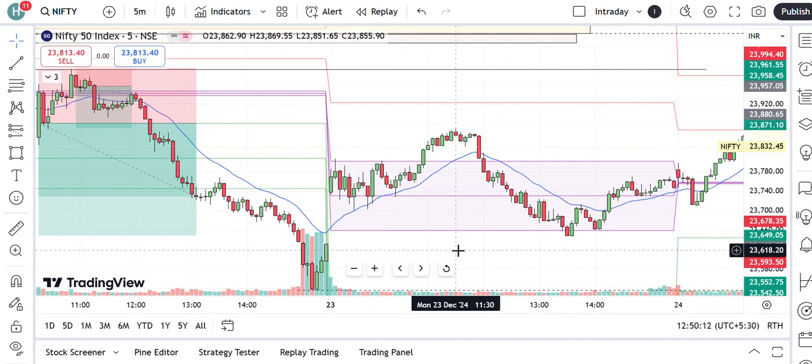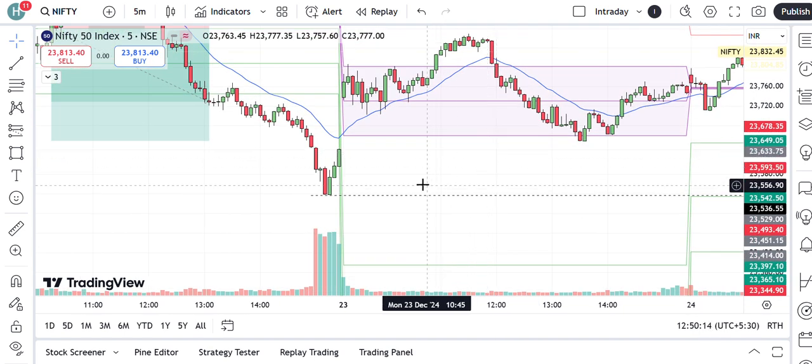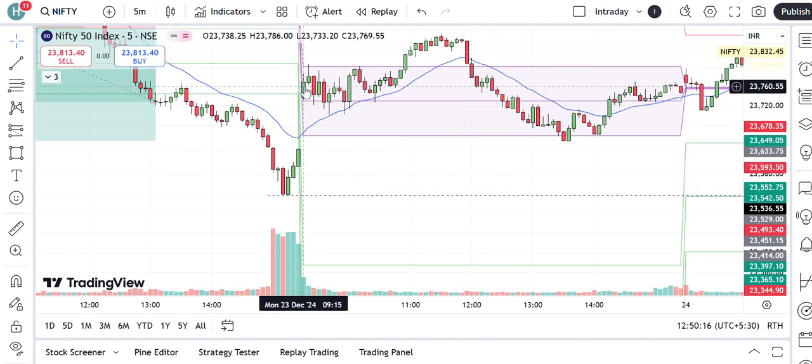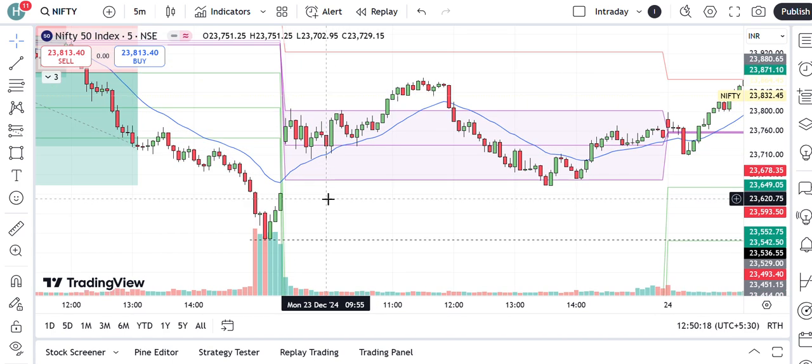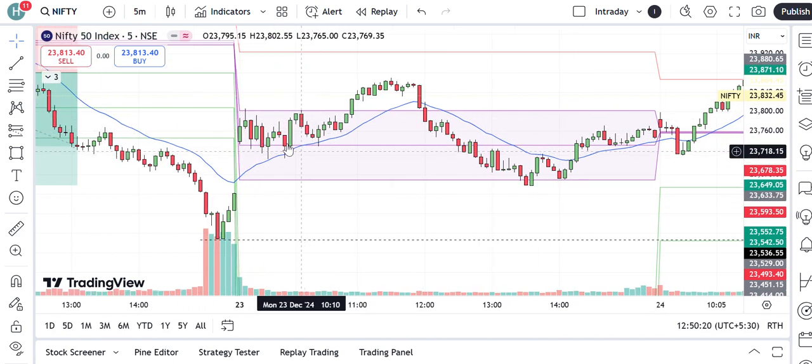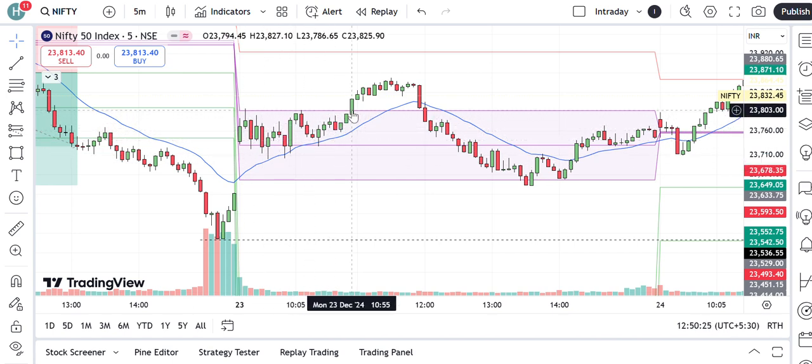Today is a wide CPR. Wide CPR is a sideways or reversal day. First candle is a green candle, but within the CPR, so no trade. As long as the candles are within the CPR, there is no trade. Now this candle has broken the CPR. This is a CPR breakout, but low probability.